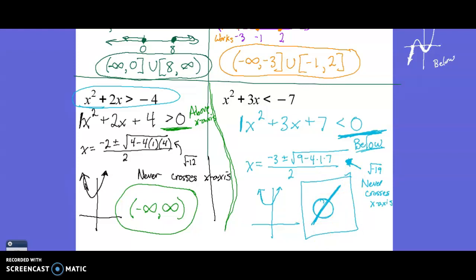So pretty much the same work, they just changed it a little bit around. They threw in a below the x-axis, whereas this one was always above the x-axis. This one is never below the x-axis. And so that's why this one's no solution and this one's all reals. Huge difference there.